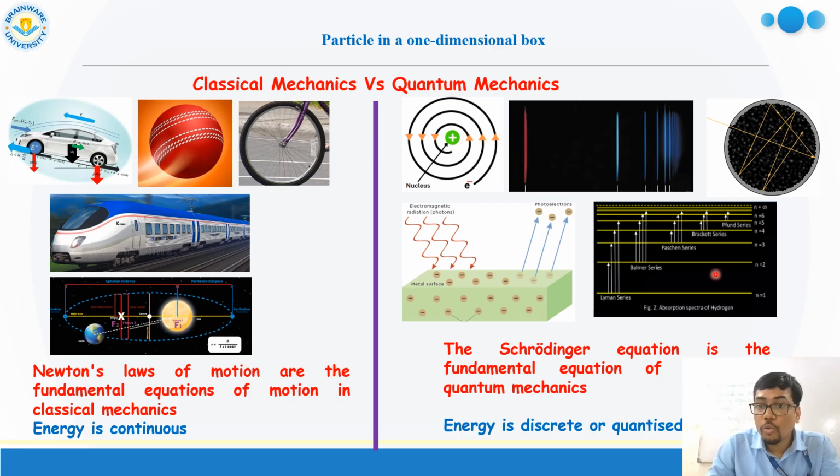That means energy is transferred from one level to another level, but between these two energy levels there must be some energy gap, like n1 to n2, n2 to n3. Energy is not continuous, and energy transfer does not take place in a continuous way. It must be in a discrete or quantized way. As I told you, the basic fundamental equation is the Schrodinger equation.